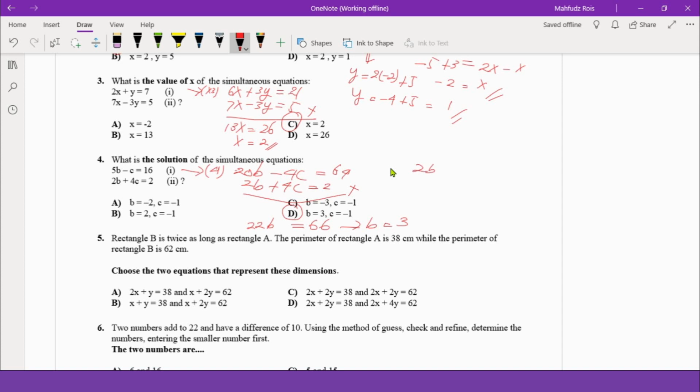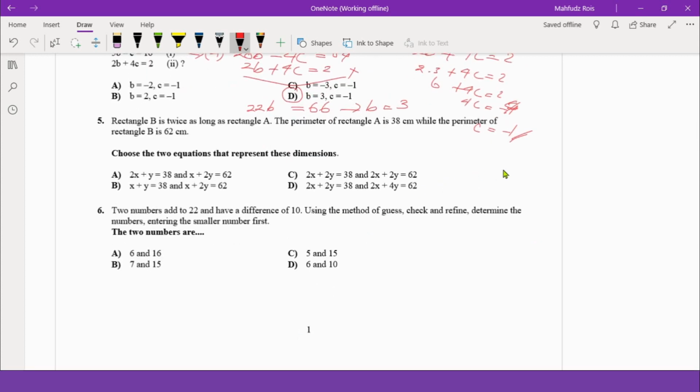Let's say we want to find C, so for C equals 2. This one will be 2 times 3 plus 4C equals 2. So it's 6 plus 4C equals 2. So 4C equals minus 4, right? Minus 4. So C will be minus 1. Okay, number 5, Nana.